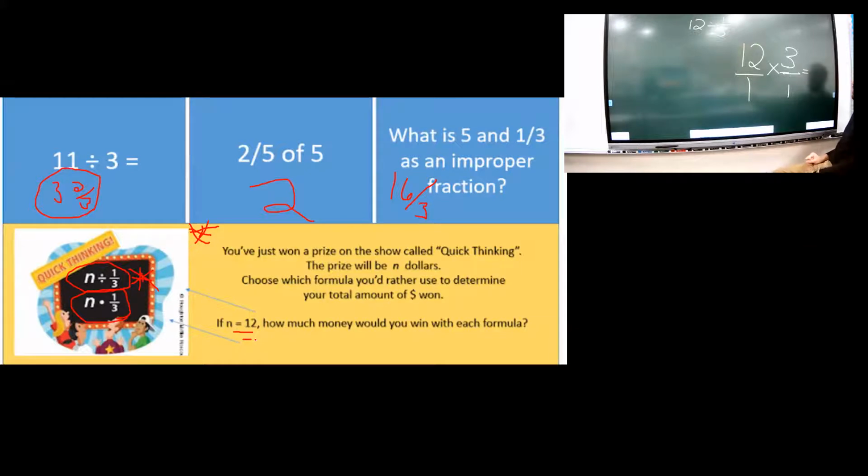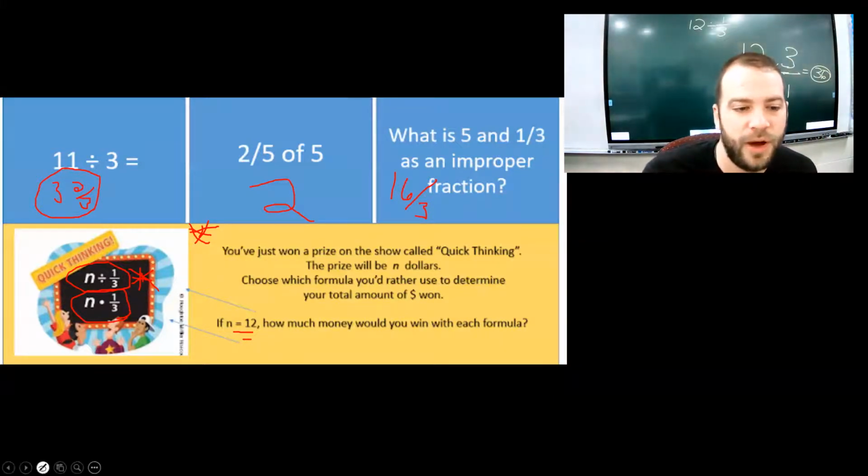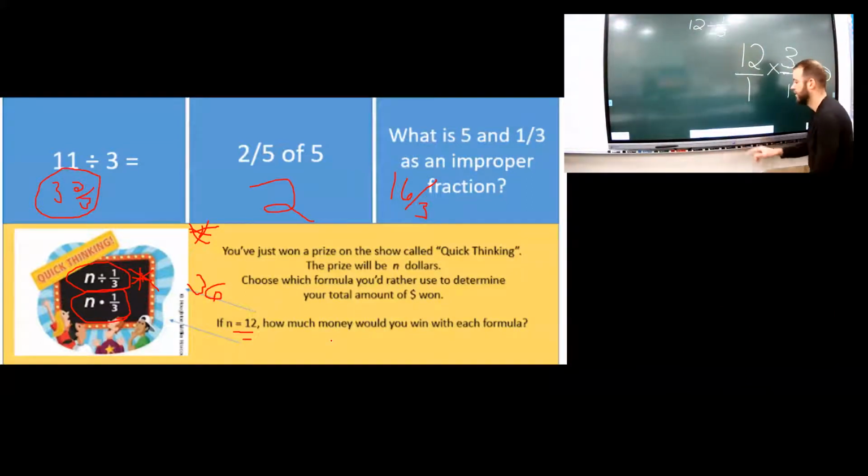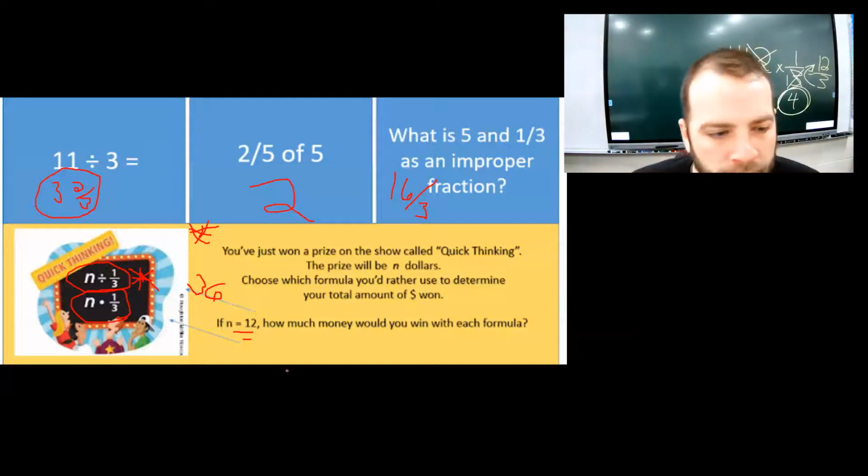Now we multiply across. 12 times 3 is 36. And 1 times 1 is 1. So 36/1 is 36. So if you divide, your 12 turns into $36. That's good. If you multiply, you take a third of 12. So you take your 12 and you multiply it by a third. And that's a lot smaller, right? 12 times 1 is 12, and 3 times 1 is 3. How many 3s are in 12? 4. So that turns into a 4. You could have simplified here instead. 4 times 1 is 4. Either way, that one's 4.